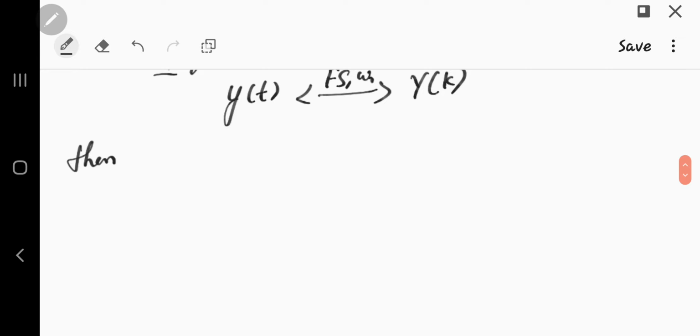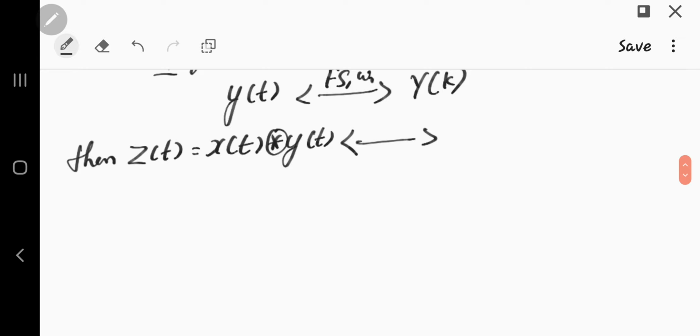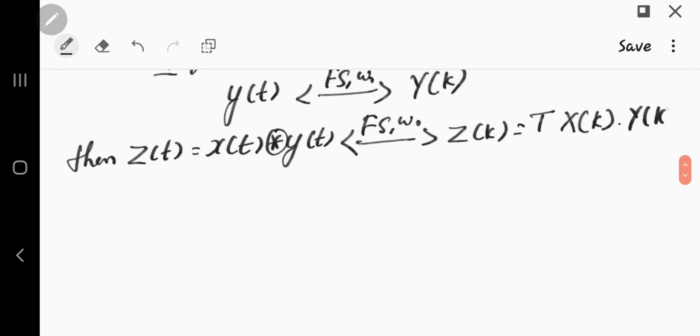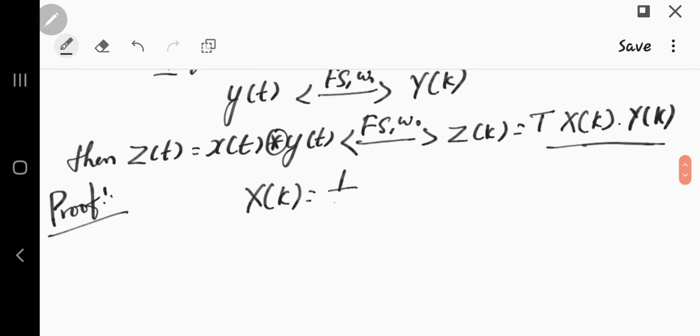Then since this is convolution, z of t is equal to x of t convolved with y of t. So convolution in the time domain is, in the frequency domain, just a simple multiplication, and that will be T into x of k into y of k, where T is the fundamental period here. So let us take the proof of it. So we will start with x of k.